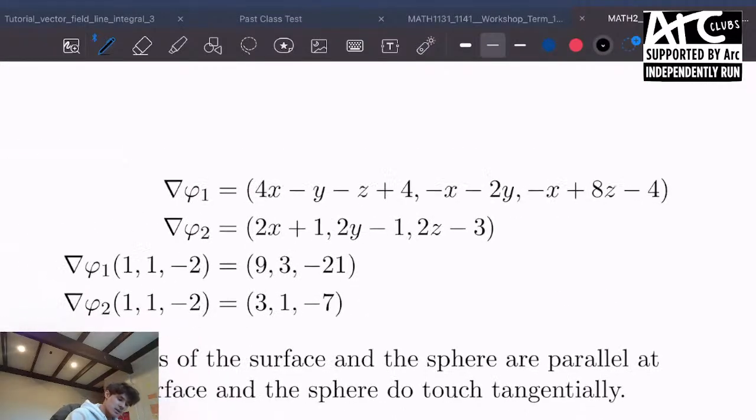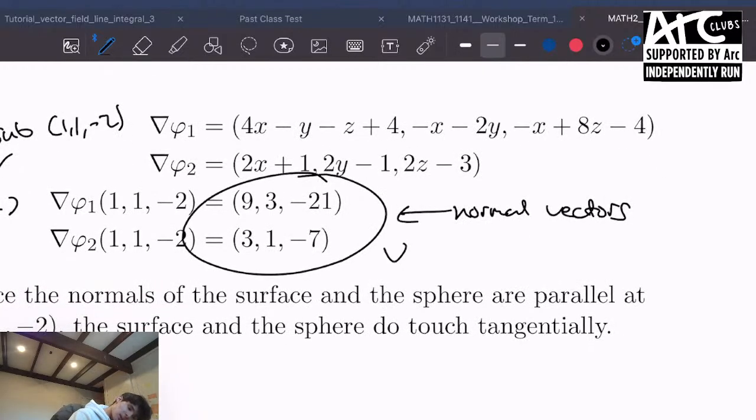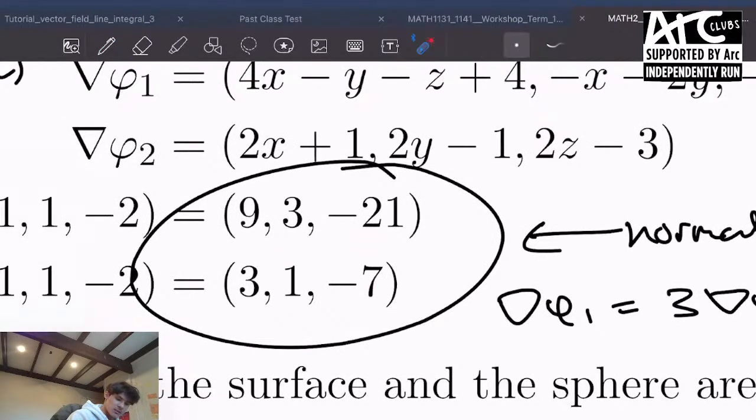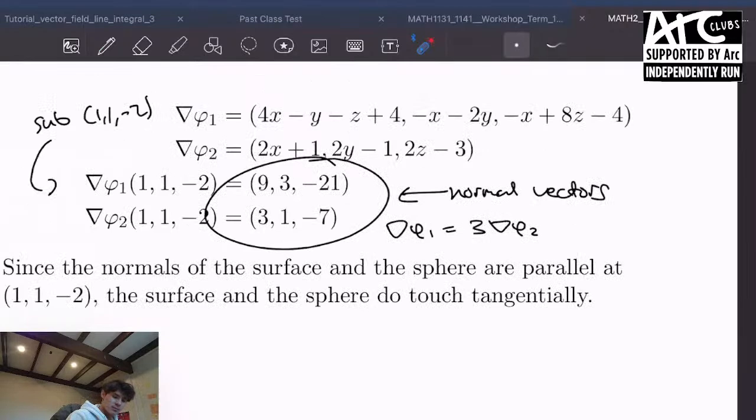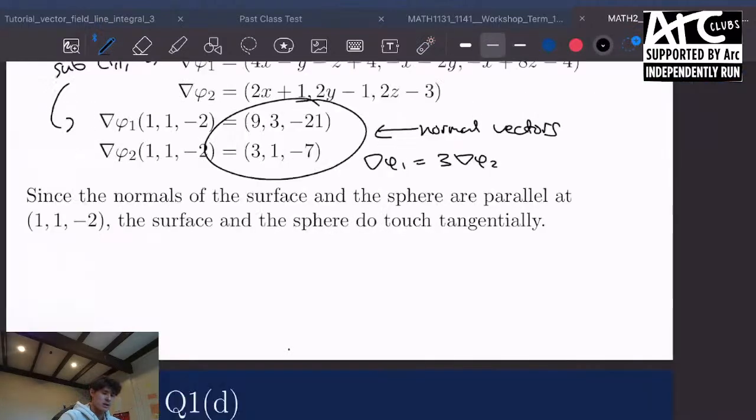And now all we have to do is substitute points in. So substitute the point (1, 1, -2), and then we get these two normal vectors to the surfaces. And you can see that the gradient of phi1 is actually 3 times the gradient of phi2. Okay, so we have that 9, that 3, and that -21 to -7. So that means that these two normal vectors are parallel. And if they're parallel, the two tangent planes are parallel, and because they coincide at the same point, the surface and the sphere do touch tangentially. That's an application of gradients.